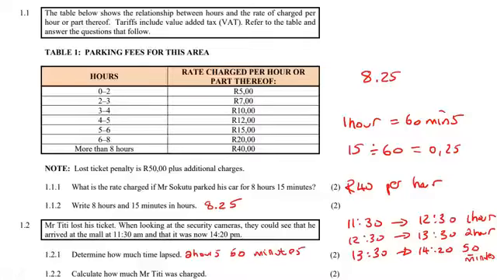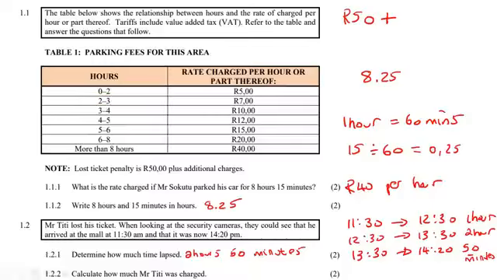Calculate how much Mr. TT was charged. Now remember, Mr. TT is a naughty man. He lost his ticket. So when you lose your ticket, you pay 50 Rand. So he's going to pay 50 Rand. Plus, he also parked his car. How long did he park his car for? Well, 2 hours and 50 minutes. So where does that put him? That puts him somewhere inside here.